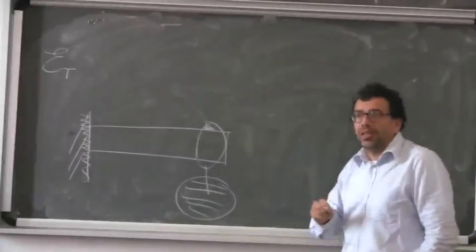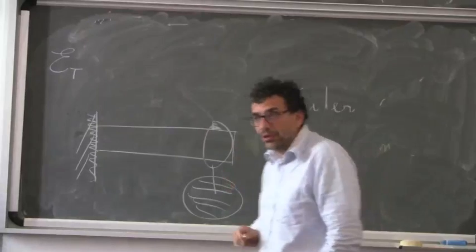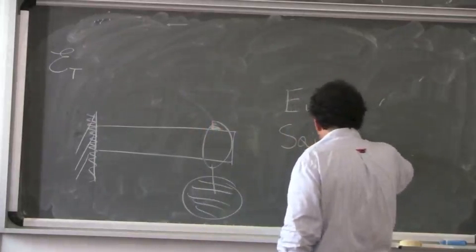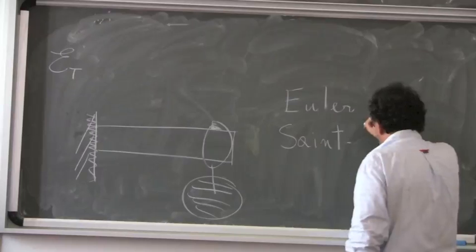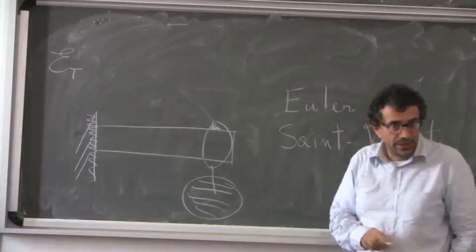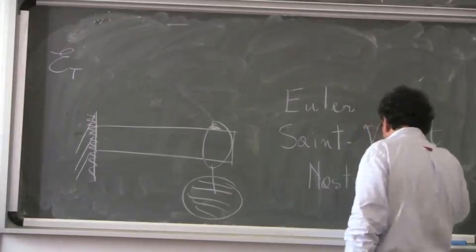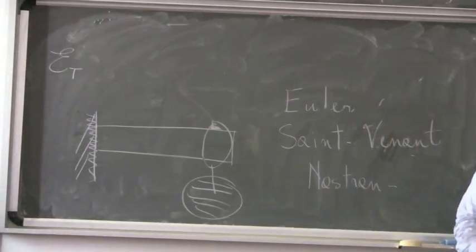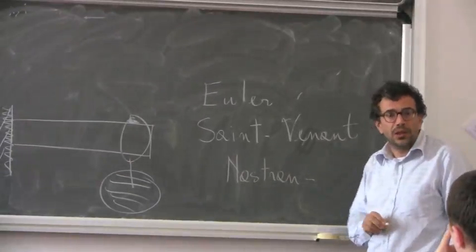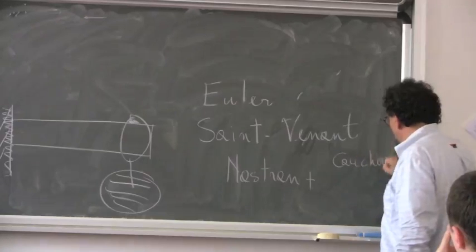This problem was solved in a simplified way by Euler, with some simplification, and then it was solved rather completely by M&M, and in a very complete way by Nastran, which is a software produced by NASA, which uses Cauchy theory of the deformable body. So Nastran plus Cauchy.